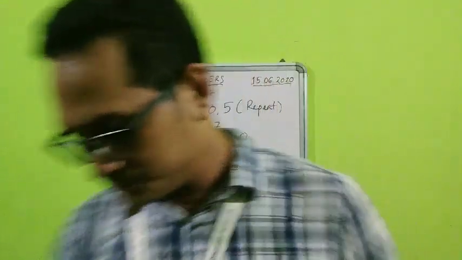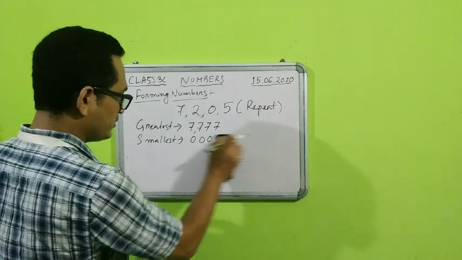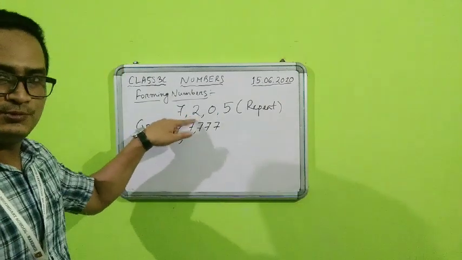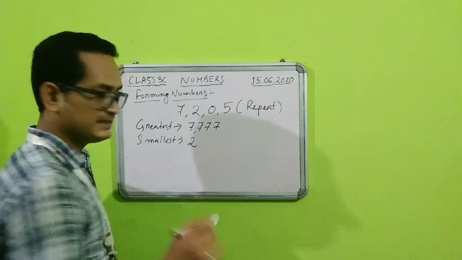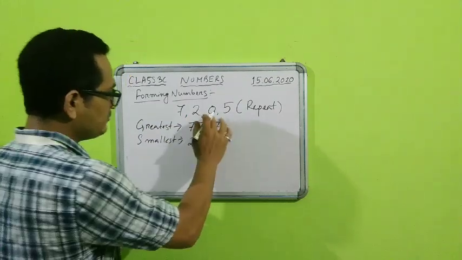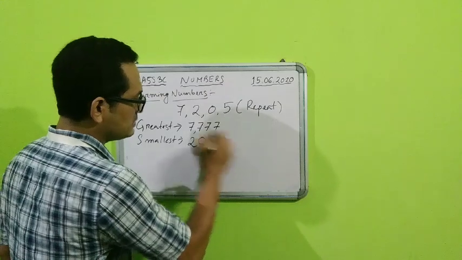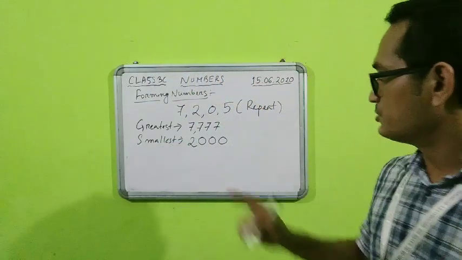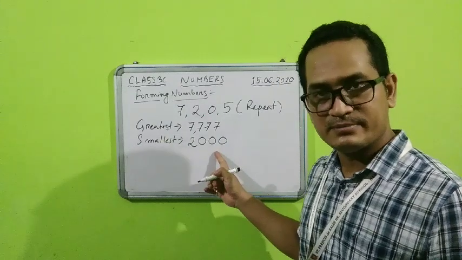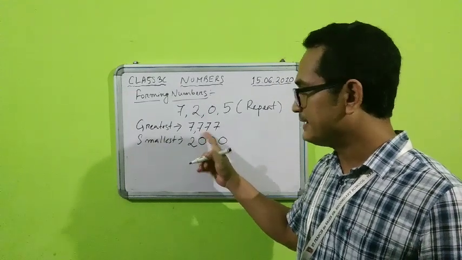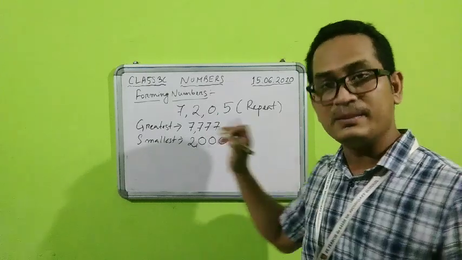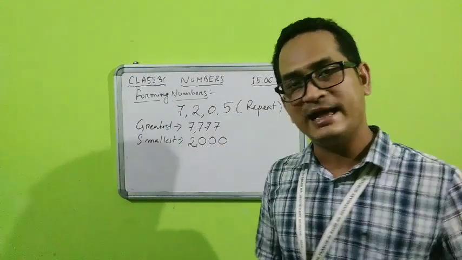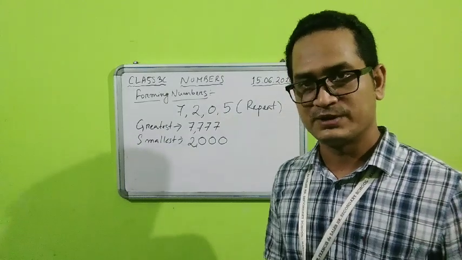So what I have to do, as I said, 0 cannot be placed on the left hand side. So I have to place 2 first, the next digit which is greater than 0. And then I have to repeat the 0 3 times. Now the number will become 2000. So now this will become the smallest number and this will become the greatest number. And when repetition is allowed, they asked in the question that you can repeat the digit as many times as you want. So fine.